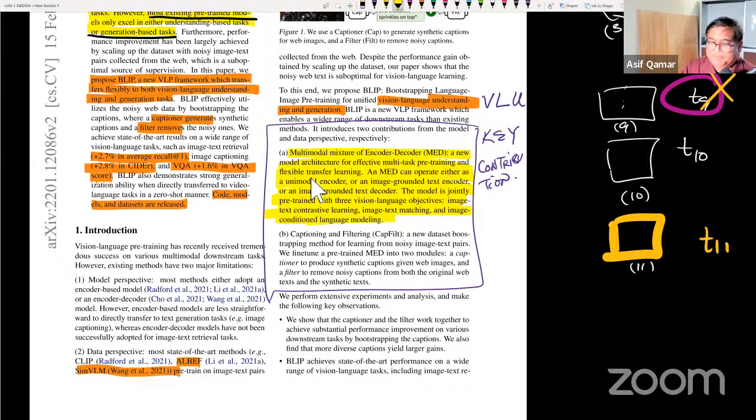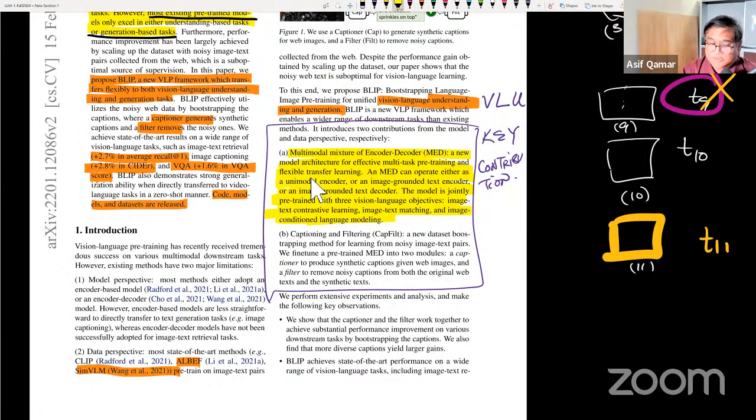They call it MED, and MED can operate either as a unimodal encoder, or as an image-grounded text decoder, or as an image-grounded text encoder. Oh boy, big words. What do they mean? This architecture can act as a unimodal text encoder. Unimodal encoder means what? You give it an image, it will create a vector out of it. You give it a text, it will create a vector out of it. That is unimodal encoding. Are we together?